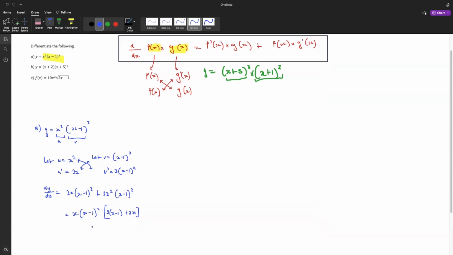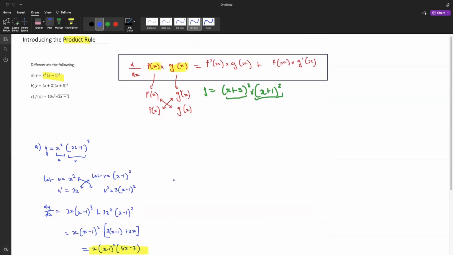Which you can actually simplify more. And this becomes (x - 1) squared. 2x plus 3x becomes 5x. And then we've got minus 2. So there's your final derivative. Okay? It's nothing too crazy, just a new rule for a different type of function.